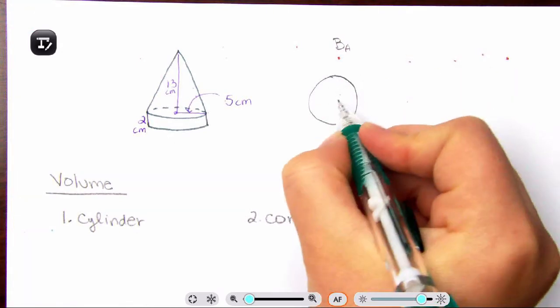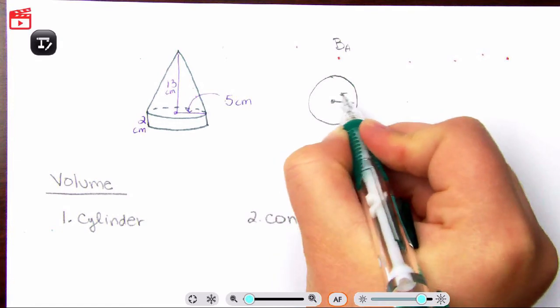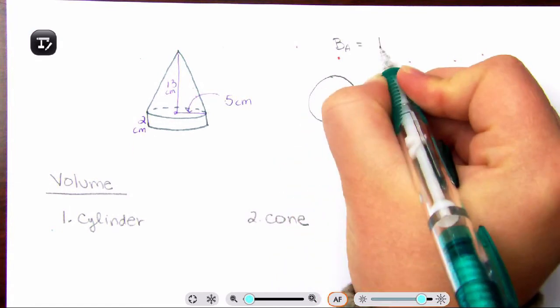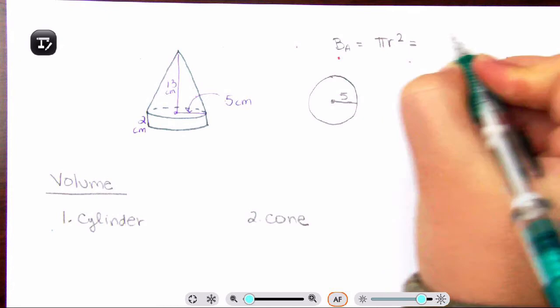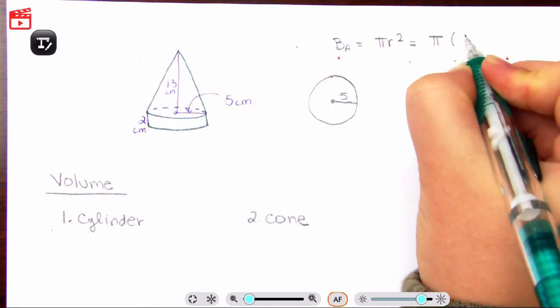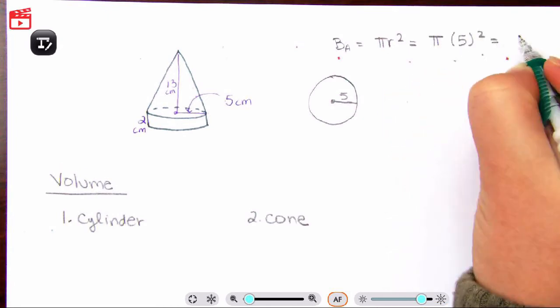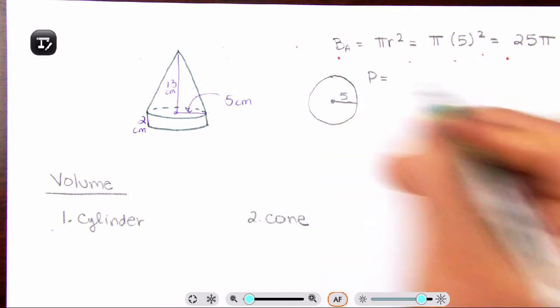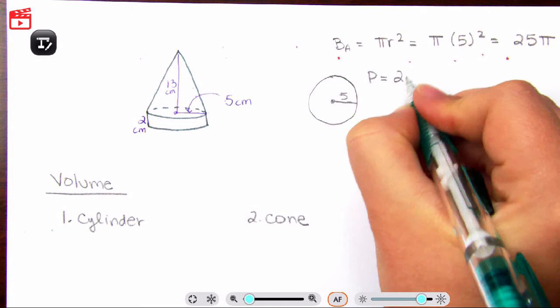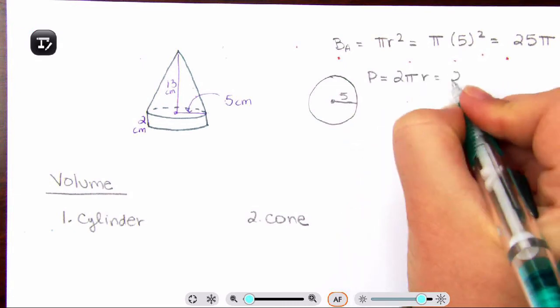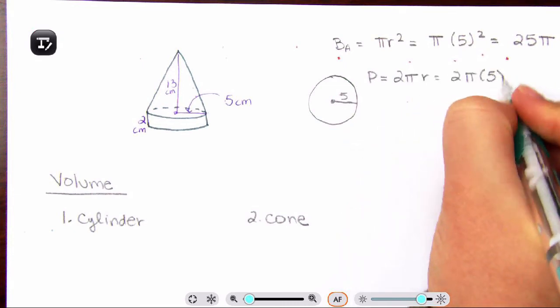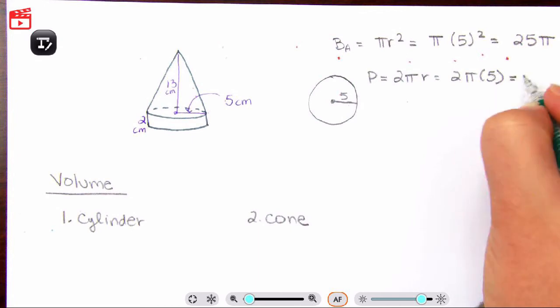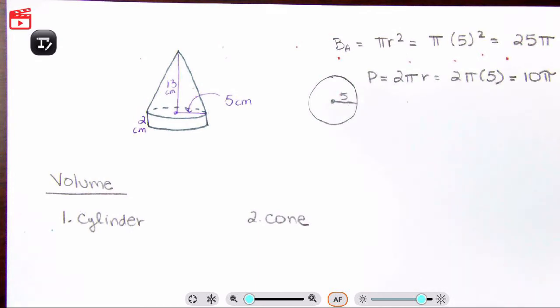So base area, what do we have? We have a radius of 5. So base area is pi r squared. So I have pi times 5 squared, and that is 25 pi for my base area. Now I also will need to find the perimeter. The perimeter is the circumference. So it's 2 pi r, 2 pi 5, which is equal to 10 pi. And I did that in advance because from the previous example, I know I'm going to need the perimeter and the base area.